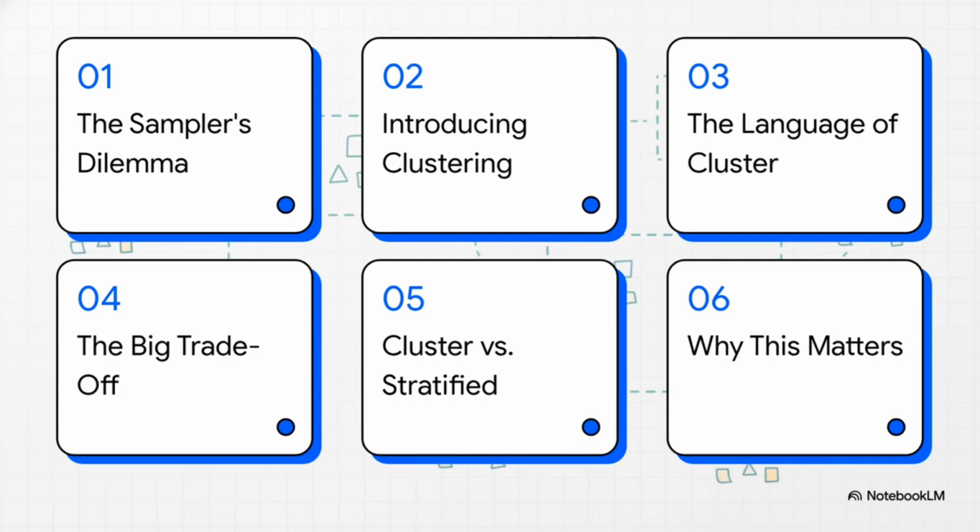So here's our game plan. We'll kick things off with a classic problem every researcher runs into. Then we'll see how cluster sampling swoops in as a practical solution. We're going to get into the nitty-gritty, the specific language, and the trade-offs you have to know. We'll also clear up a really common mix-up with another sampling method. And then we'll wrap up by looking at why a simple misunderstanding here can lead to some seriously flawed conclusions.